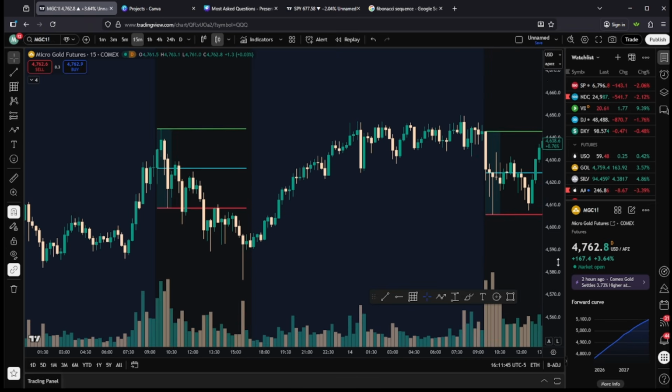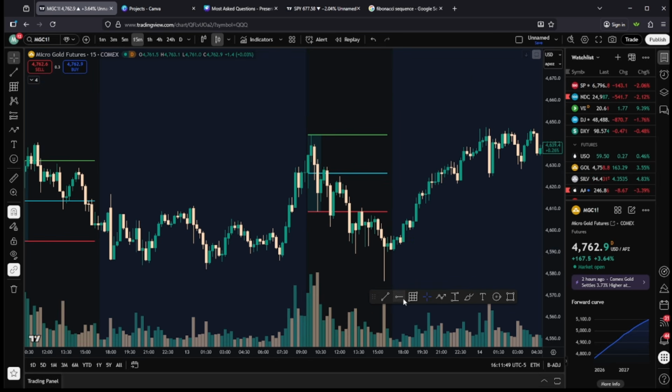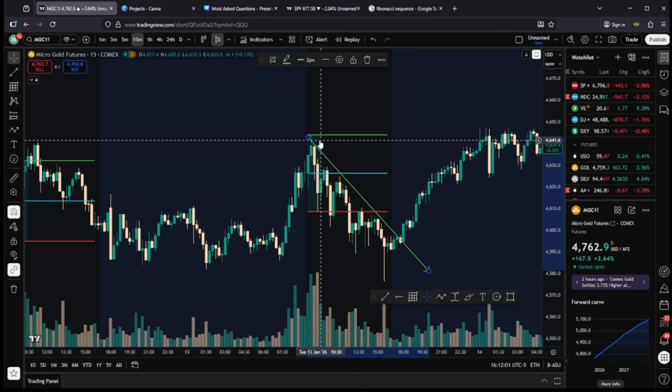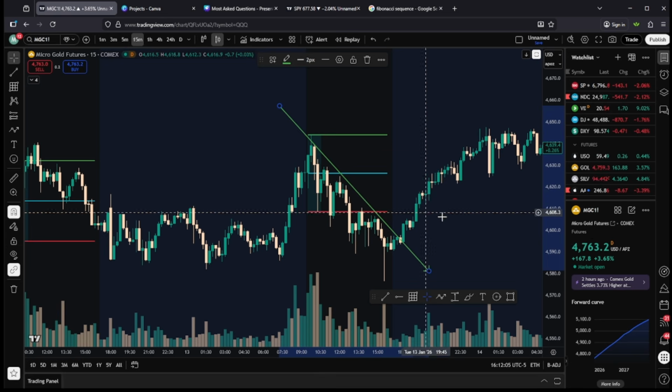The whole concept itself is that you do not want to be fading the trend. Very clear depiction of what it shows on Tuesday, January 13th, is the trend was down for the entire day on gold. Now, the question I get asked most often is, how do I determine what the trend is? How do you know what the trend is?